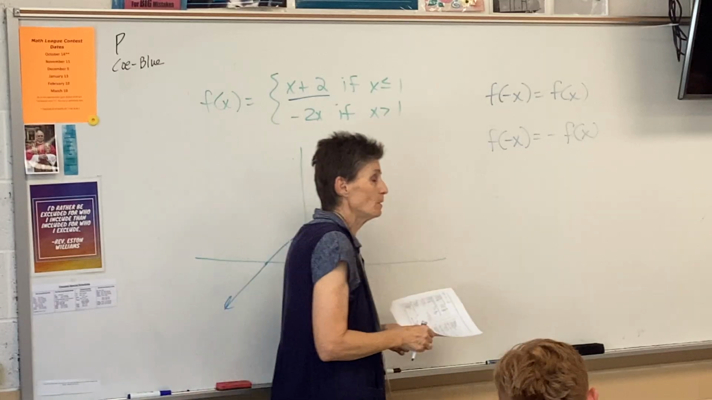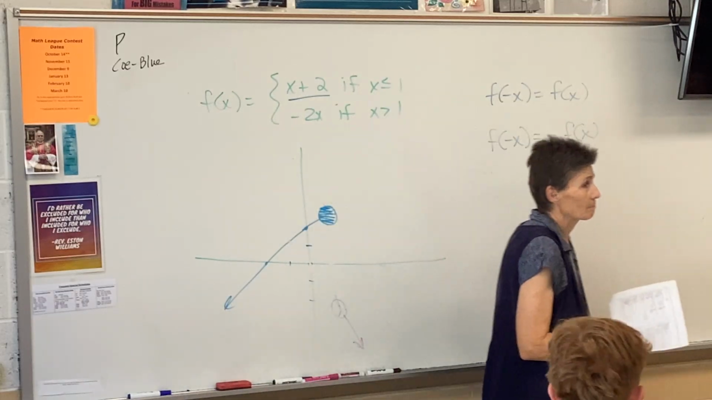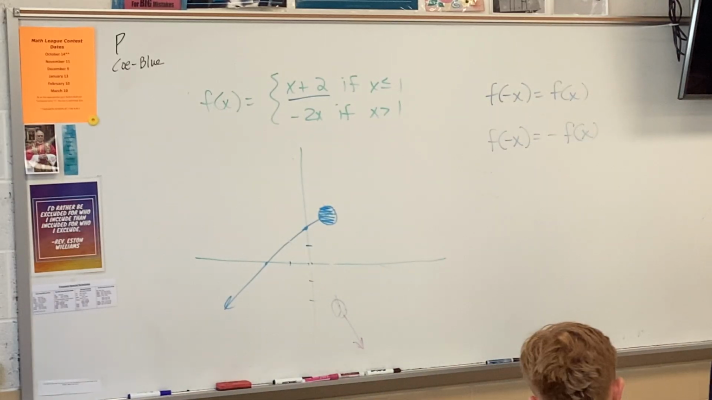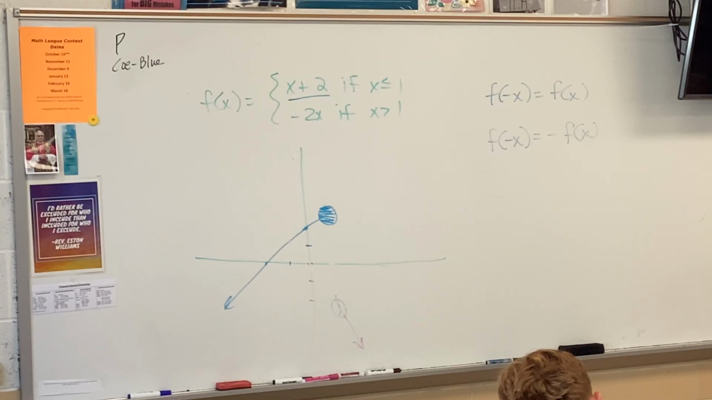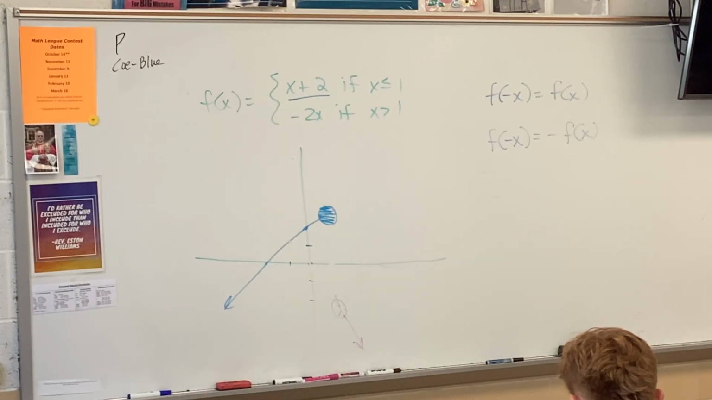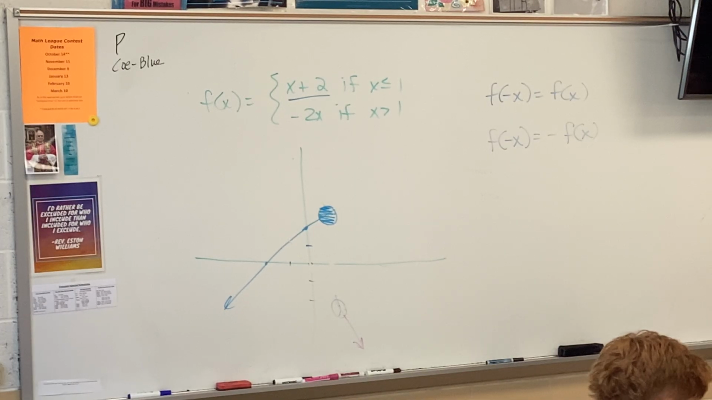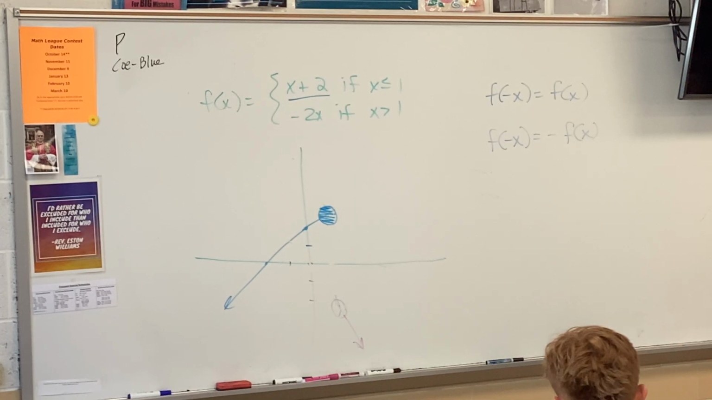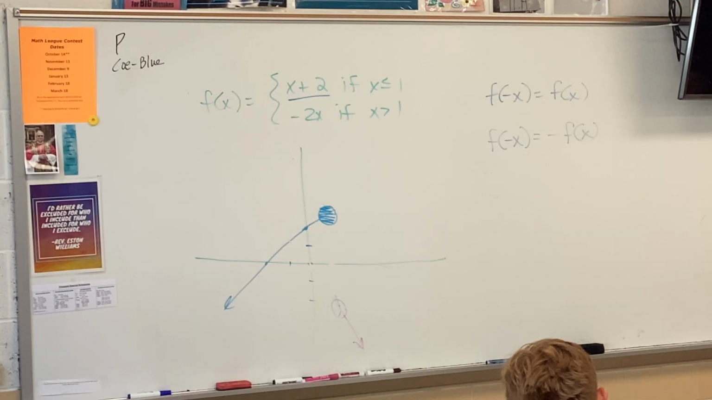What's a removable discontinuity? A hole. Why is it called removable, do you think? How do we get it? We canceled it out. That's why it's called removable. What's a non-removable discontinuity? A vertical asymptote. It doesn't cancel out. We're stuck with it.